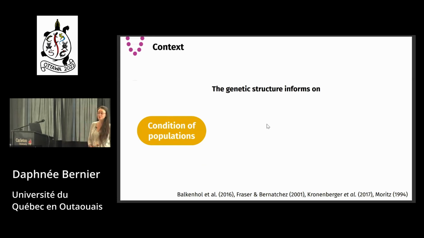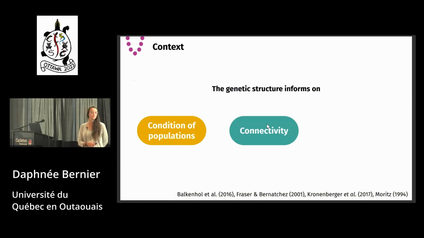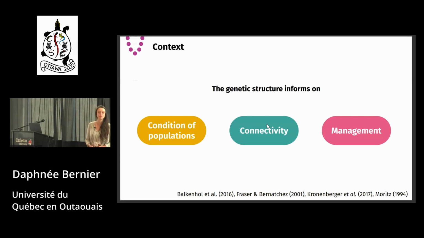Genetic structure is important to take into account when we assess a population or a species, because it informs on the condition of the population. For example, is there any inbreeding? Is the genetic diversity enough for a viable population? It also informs on connectivity on a genetic level, but also on a landscape level that we can assess through the genes. And finally, it informs on management, especially what to do and what not to do.